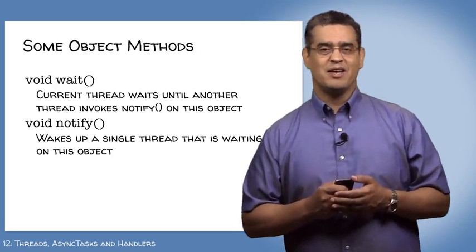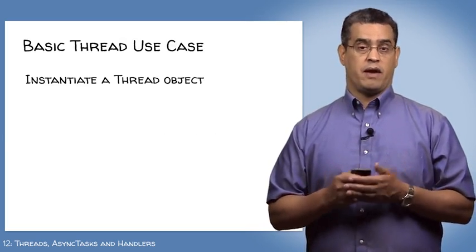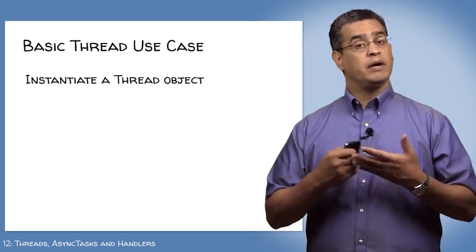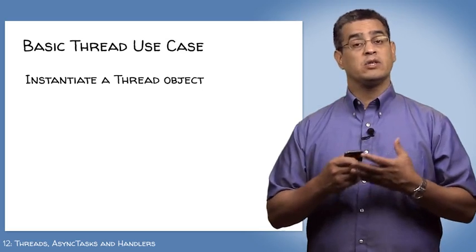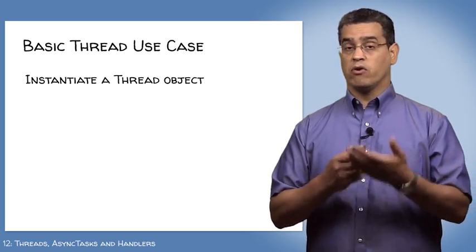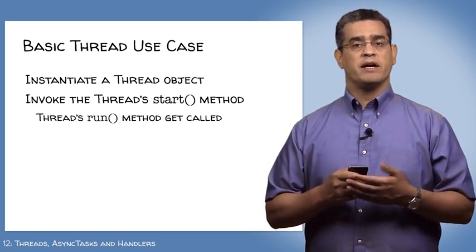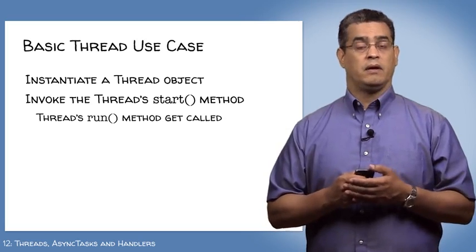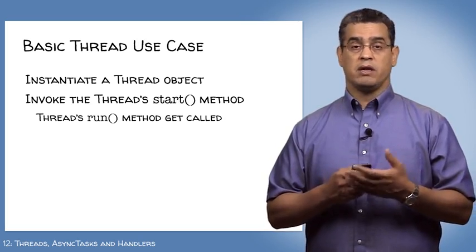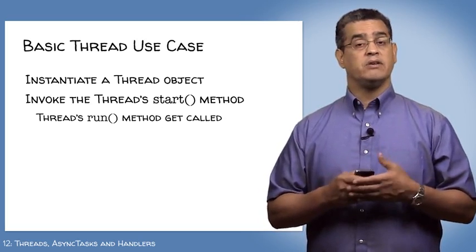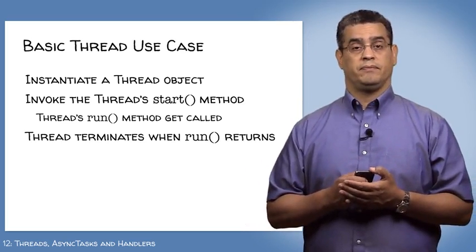Now, to use a thread, you normally do the following things. First, you create the thread, for example, by using the new Thread command. Threads don't automatically start when you create them. To start the thread, you need to invoke the thread's start method. Doing this eventually leads to the thread's run method being called, and the thread continues executing until that run method terminates.